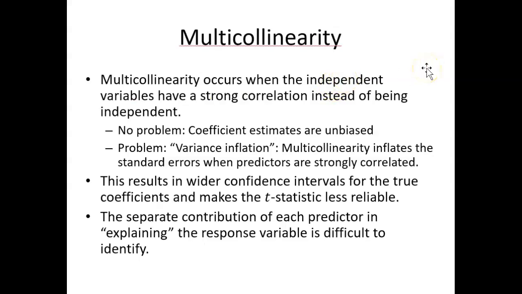So, multicollinearity. This occurs when the independent variables are correlated, especially when they're strongly correlated, instead of being independent of each other. The book will tell you that this is not a problem because the coefficient estimates are unbiased.